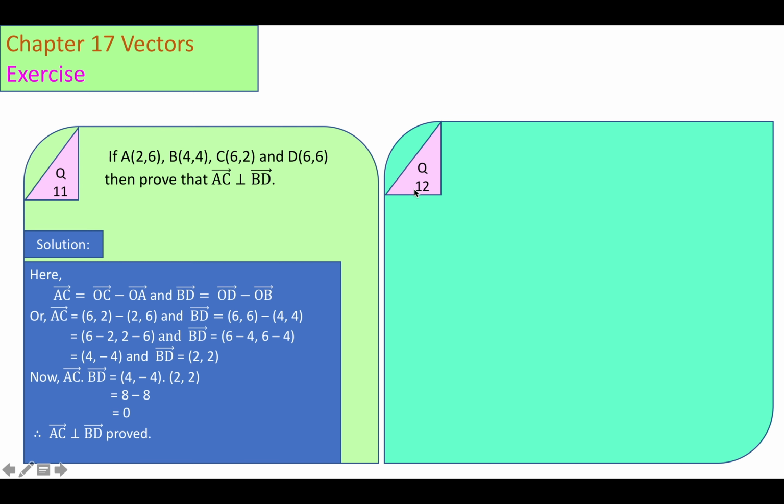Question number 12. If vector A plus vector B minus vector C equals 0, magnitude of vector B equals 5 and magnitude of vector C equals 6 and vector B into vector C equals 18, then find the magnitude of vector A. Solution.